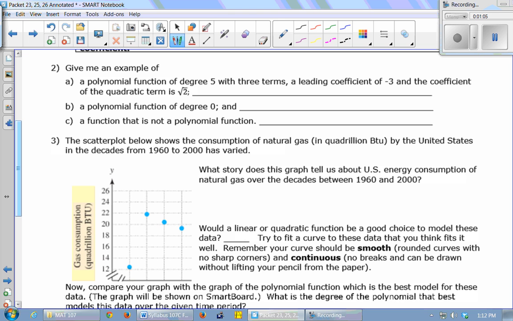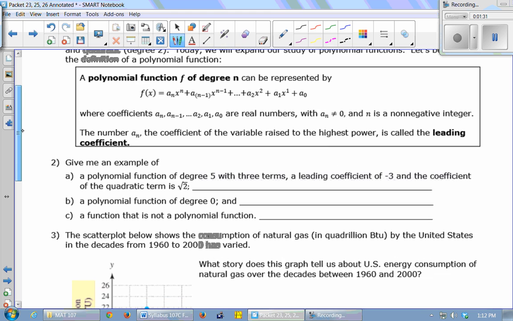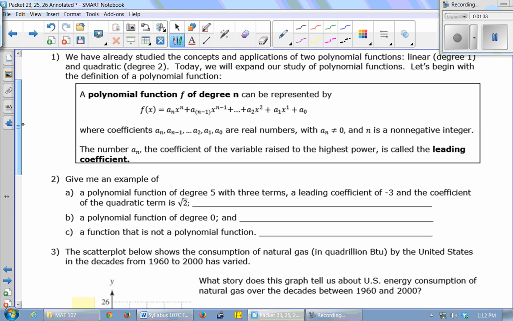So if I want a polynomial function of degree 5, the degree of a polynomial is just the highest exponent of x that exists in the polynomial. Okay? So it has to be to the 5th power. Highest power is the 5th power. It's going to have 3 terms, so you're adding 3 things together. A leading coefficient of -3, and the coefficient in the quadratic term is √2. All right, so let's see if we can apply some of this vocabulary in the definition.